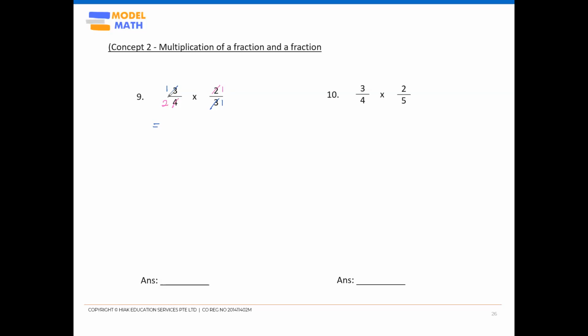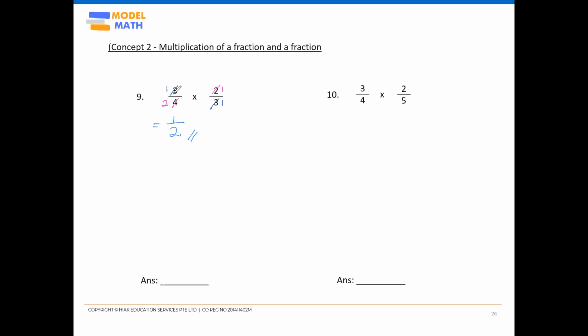Okay, and now we can go on to take our top number times top number, bottom times bottom. So 1 times 1 is just 1. Bottom times bottom, 2 times 1 is just 2. And you notice that this is already the simplest form. Okay, so this will be for the cancellation method.